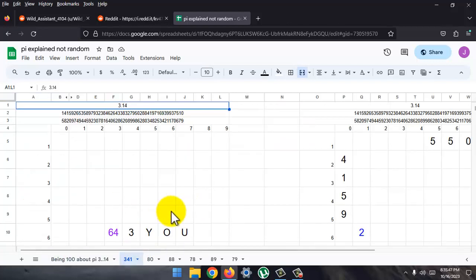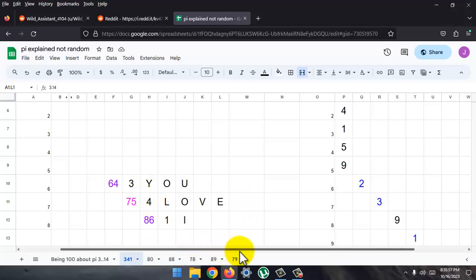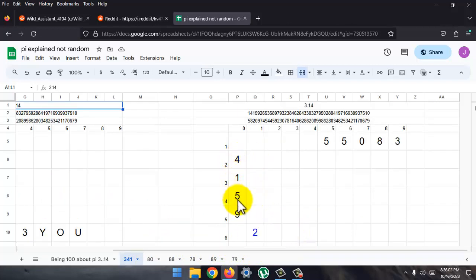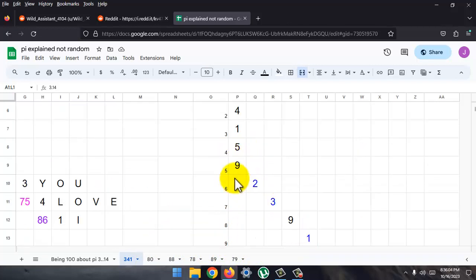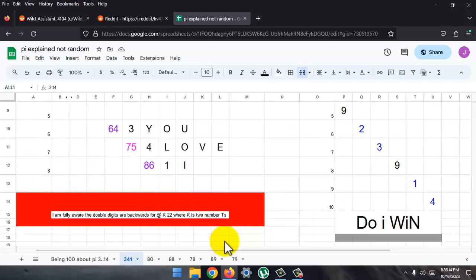But the whole point is that pi is literally saying I love you, and that can mathematically be proven, and I have the story. Additionally, if you look at that line next to it, it literally says, do I win? 23 being W, 14 being N. Do I win? All right. I think I have. You can view this online. The post will be there.